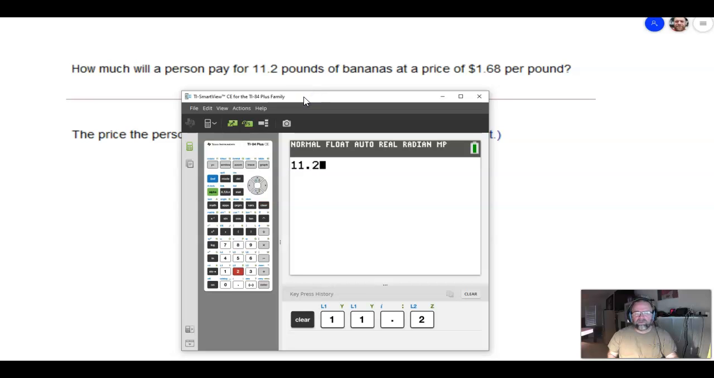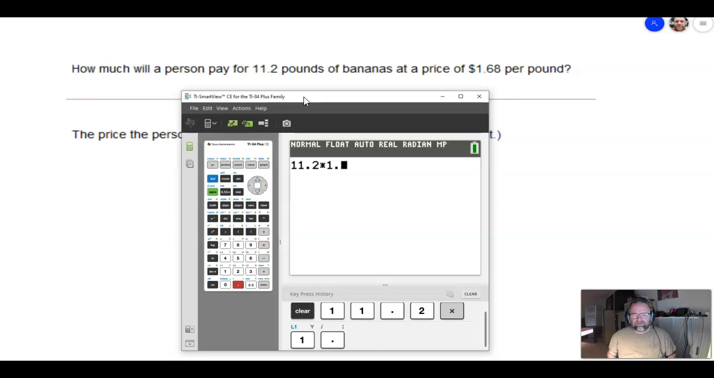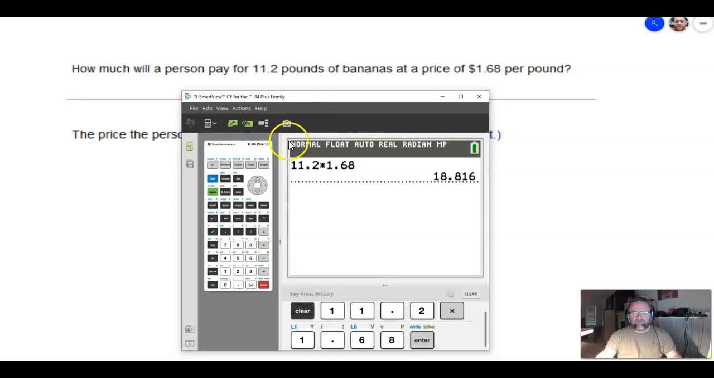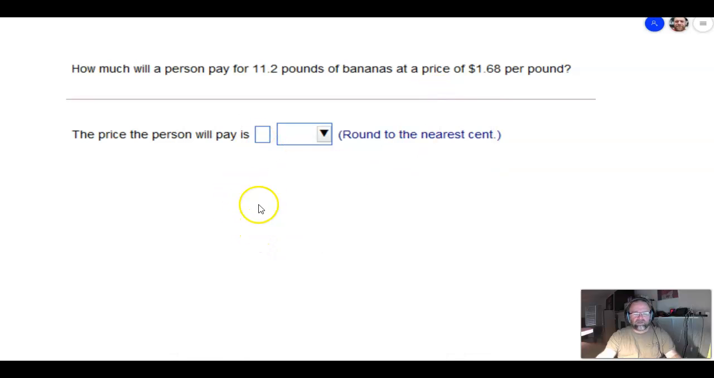So 11.2 times 1.68, and that gives me $18.82, rounded to the nearest cent there, so 18.82. And then for the unit there, you're going to do a drop down box, and it's going to give you the option of dollars or pounds. So we're going to pick dollars because that's how much we're paying.